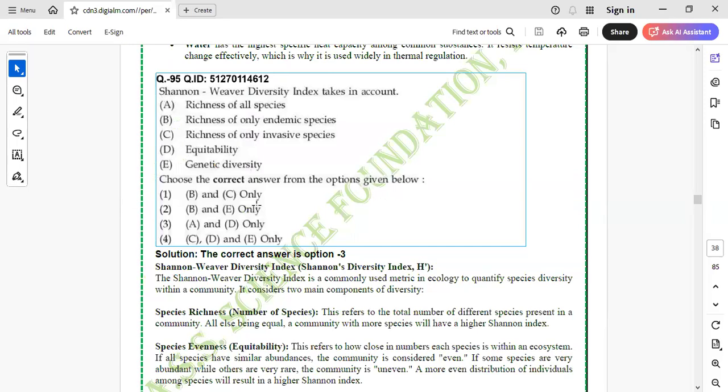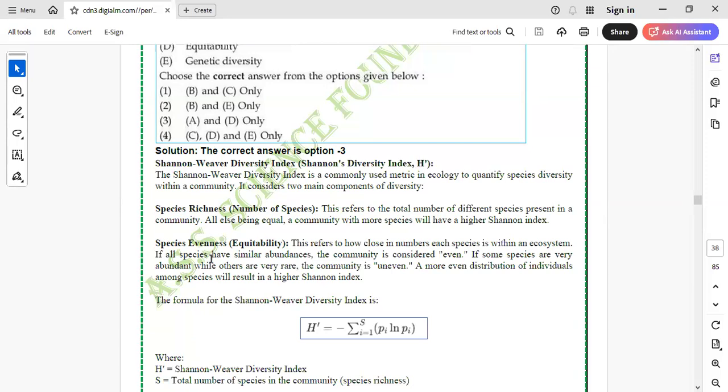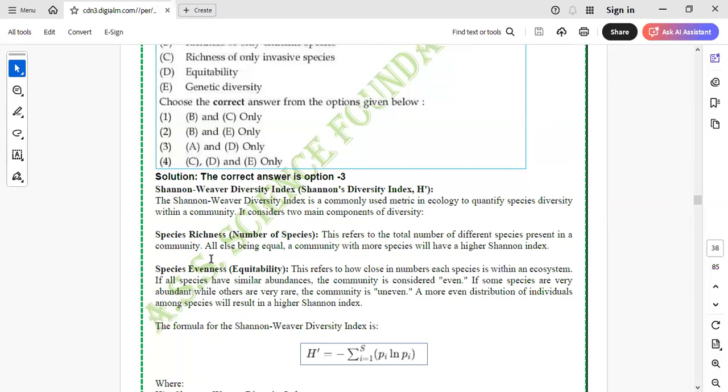And if you talk about this Shannon Weaver diversity index, which I told you about the other day too, the Shannon Weaver index is a parameter for the measurement of diversity. So let's talk about this Shannon Weaver index a bit, so that we can come to the question and digest it very well, right? What it is actually.